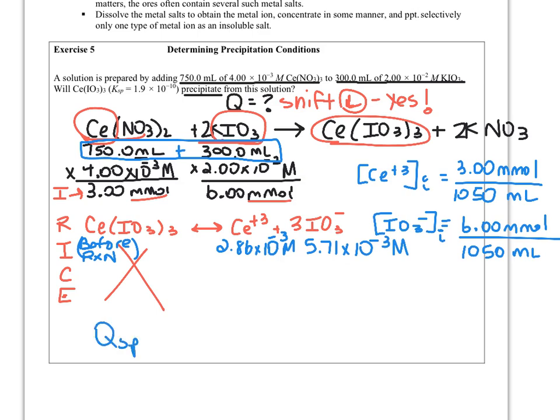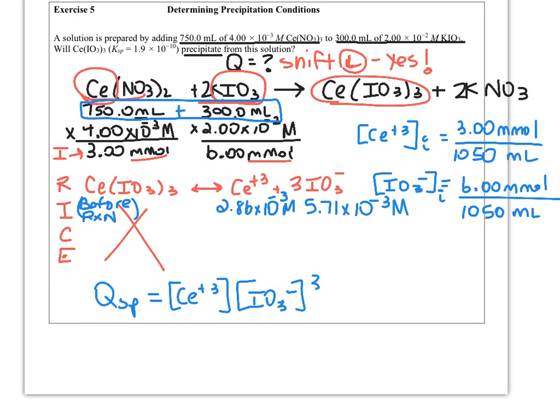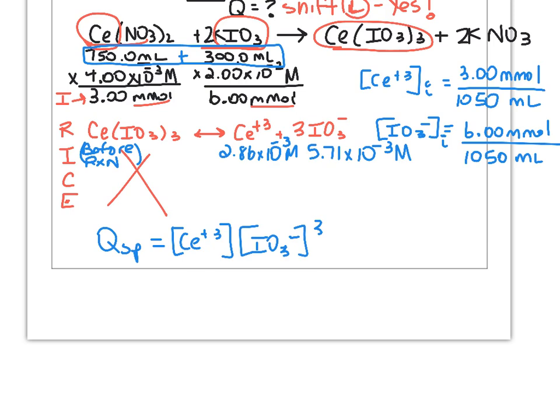Qsp is going to be cerium plus 3 times iodate, IO3 minus, to the third. When we plug in for this, I'm going to lift this up just a bit. We're going to take those quantities that we have and solve for our Qsp. So our Qsp initially, starting off, is going to be 2.86 times 10 to the -3.